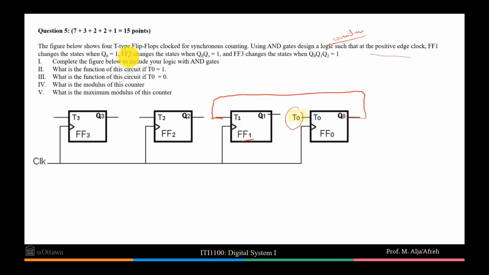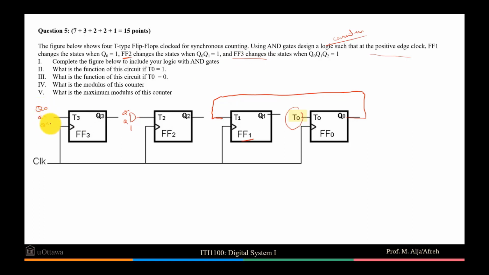And FF2 changes state when Q0 and Q1 are equal to 1. So for this one, it's an AND gate between Q0 and Q1. That is for FF2. And for FF3, it's an AND gate between all three of them, so you have Q0, Q1, and Q2.